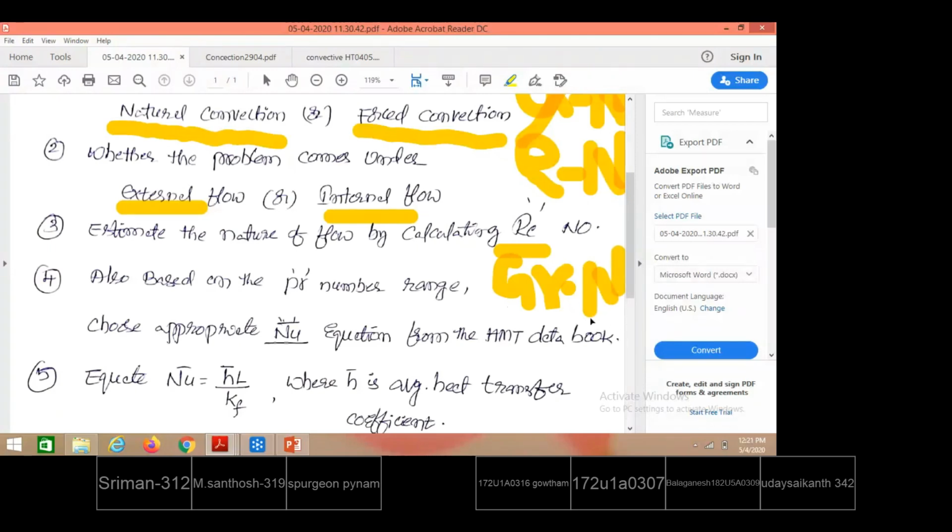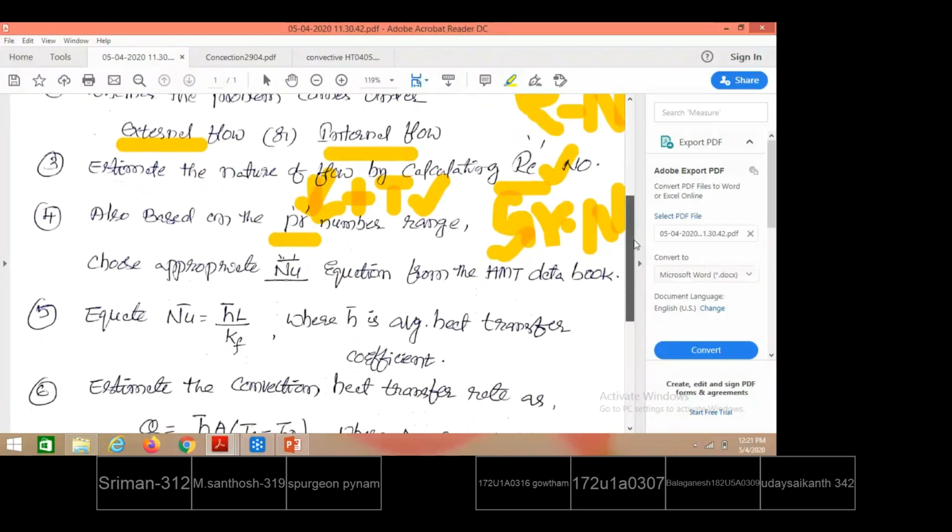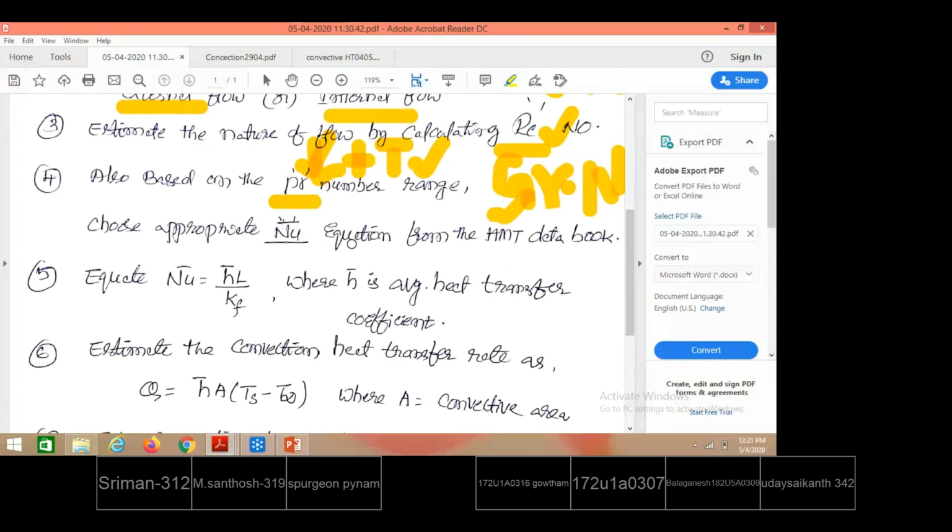What is the advantage of calculating the Grashof number or Reynolds number? We can decide, in the given length of the surface, what nature of flow is taking place. Is it laminar flow? Is it turbulent flow? Or are both laminar and turbulent happening? We can decide just by calculating Reynolds number or Grashof number. Also, you must look at the values of Prandtl number given in the problem. Then, using all these constraints, you need to select the appropriate Nusselt number relation.